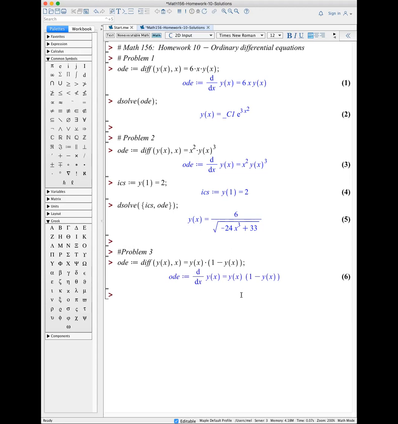dy/dx is y times (1 minus y). The initial condition is y of 0 equals 4.